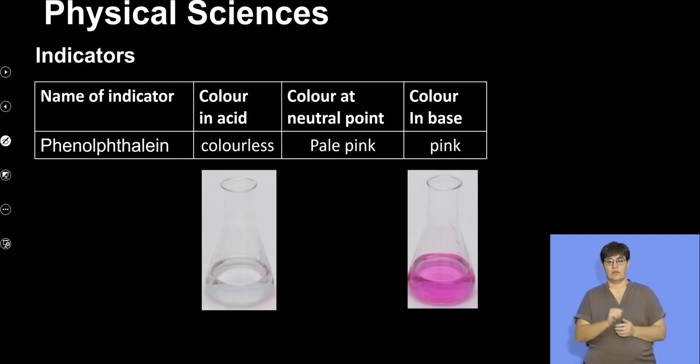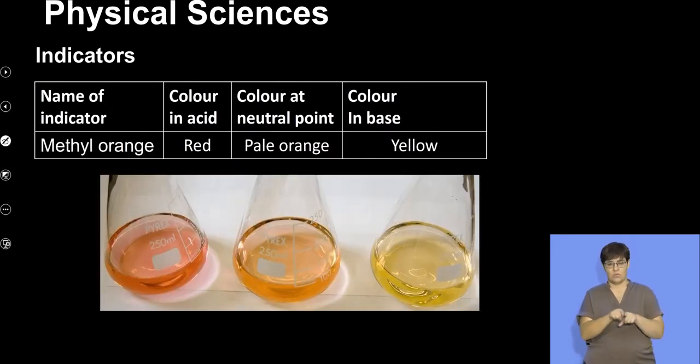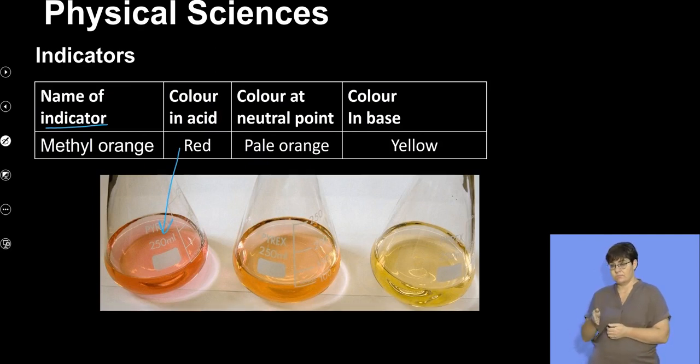And then the other one is phenolphthalein. Phenolphthalein, in an acid, is colorless, as demonstrated in this case. And in a base, it is pink in color. So these are different indicators, and there are multiple indicators available. One of them is also methyl orange. Methyl orange is the name of the indicator. In the presence of an acid, methyl orange will be red in color. At the neutral point, it is pale orange. And in the presence of a base, it has a yellow color.